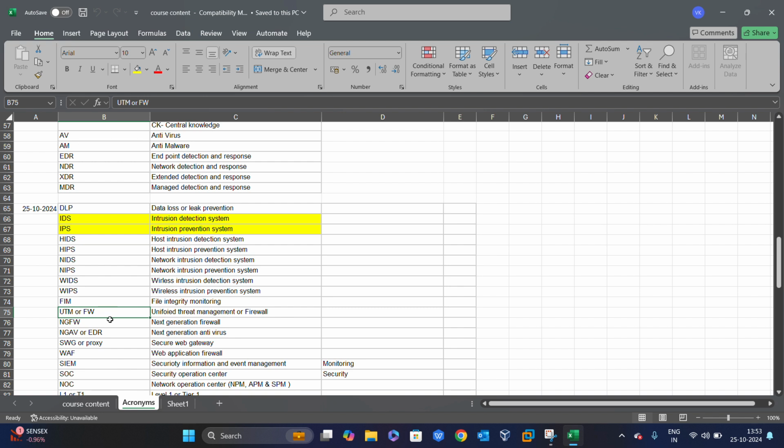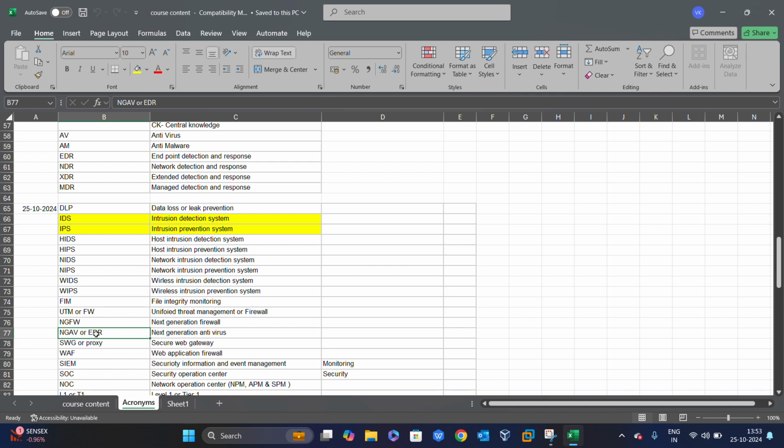Next one is NGAV. NGAV means next generation antivirus. We can almost call it an EDR. Already yesterday we discussed EDR. It will prevent and block all malware category of attacks. So next generation antivirus, the current generation of antivirus, we can call it an EDR, or next generation antivirus.